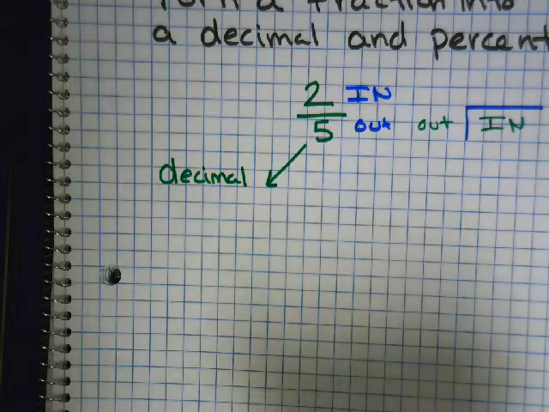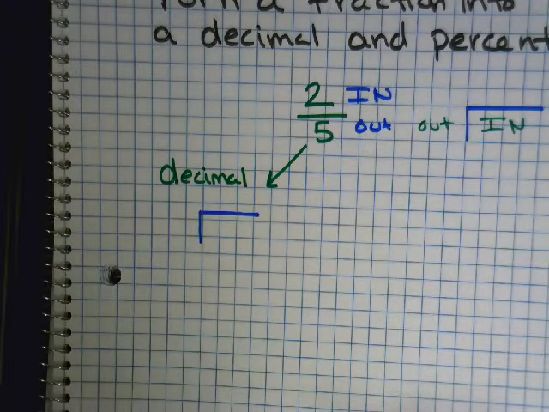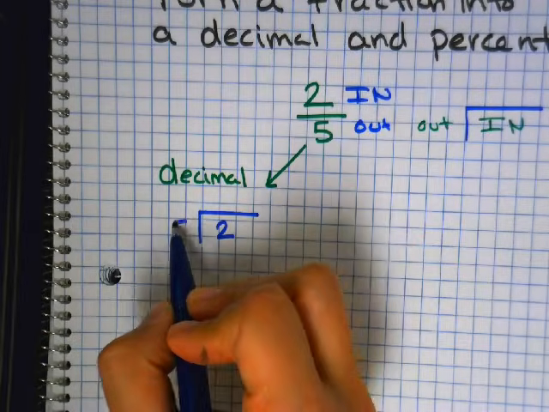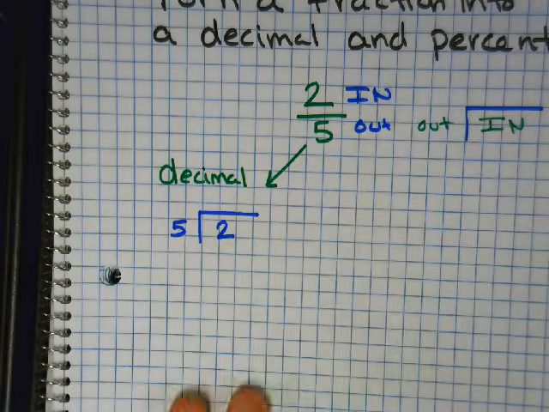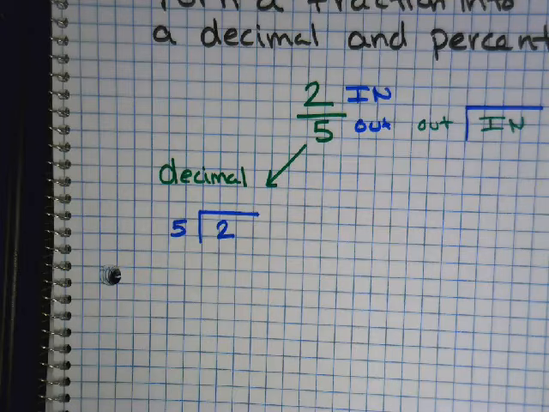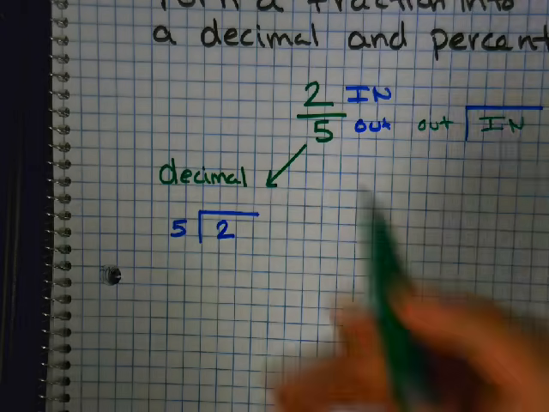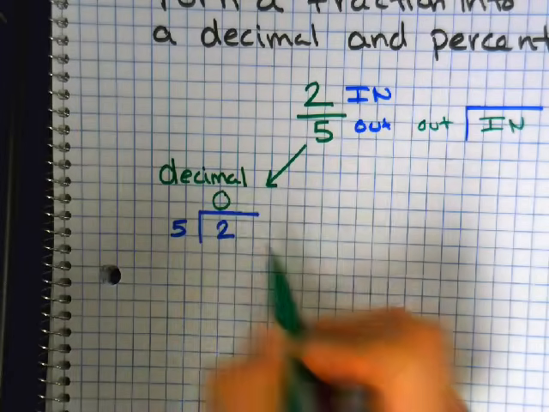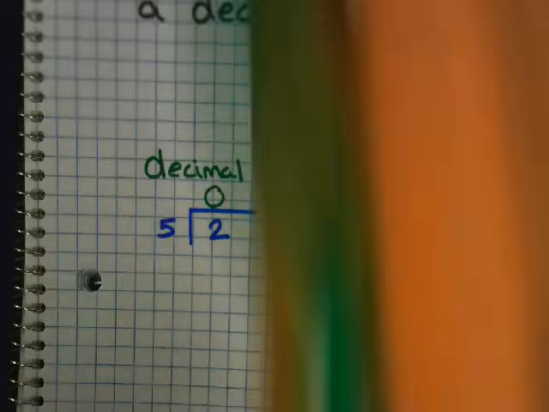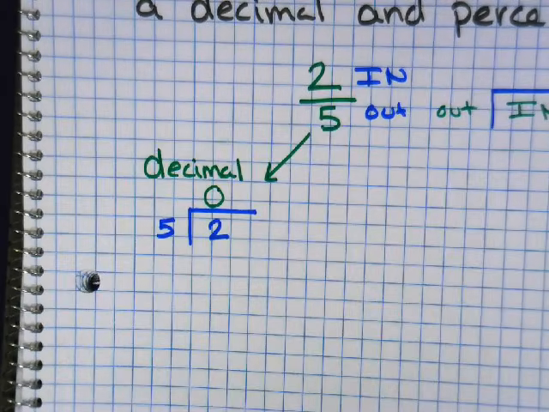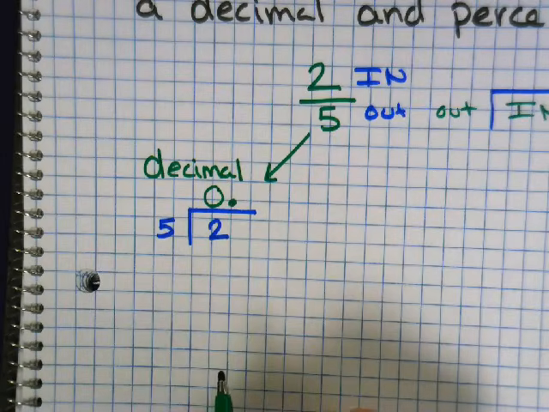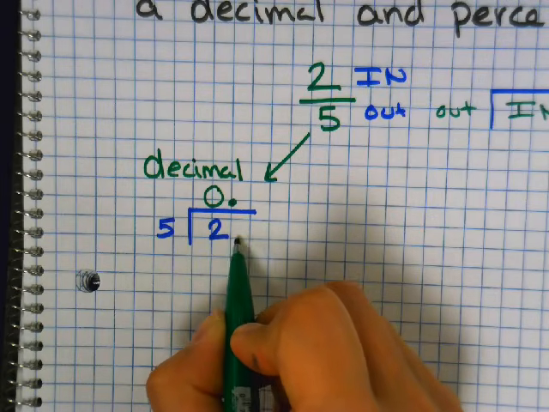So in this situation, what number goes inside? 2, because it's in and out. The 5 goes outside. So we're going to go 0. Does 5 go into 2? No, 0. Then what? 0 minus 2. What do I need? A decimal. What else do I need? What goes here? 0. Another 0.